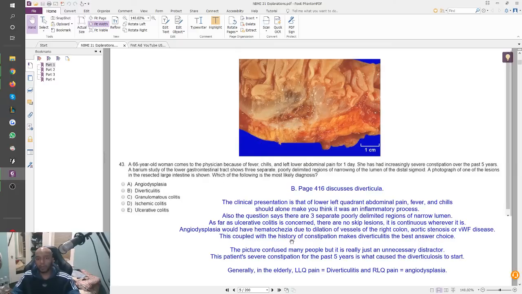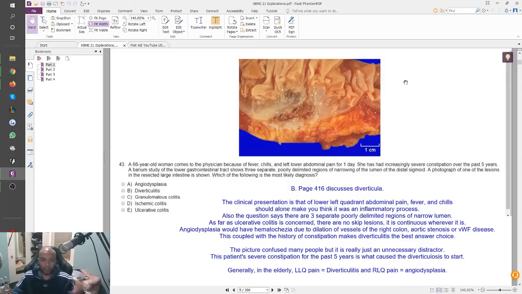Now, this, coupled with the history of constipation, makes diverticulitis the best answer choice. The picture confused many people, but it is really just an unnecessary distractor. And this is something NBME is notorious for. On the next NBME, they could use the same exact picture again to ask you a question about colon cancer. They could use the same picture again to ask you a question about some kind of infection. They can just do that because this picture was really unnecessary. You didn't need the picture.